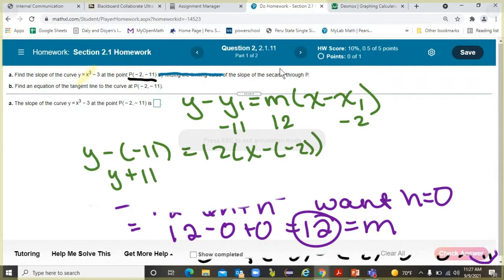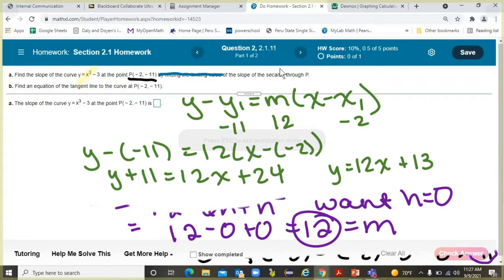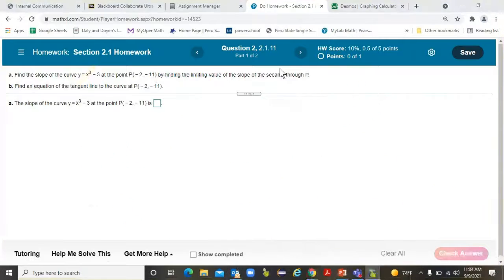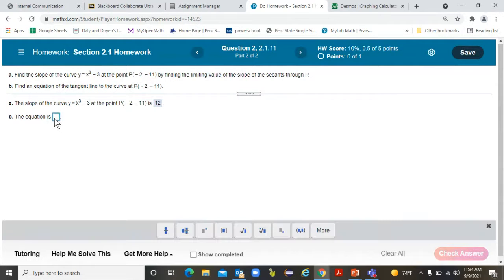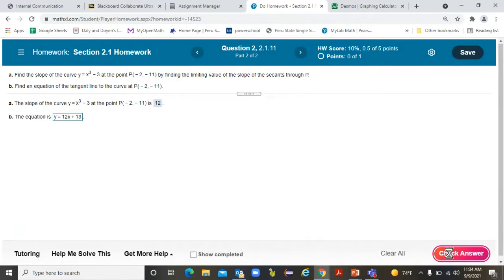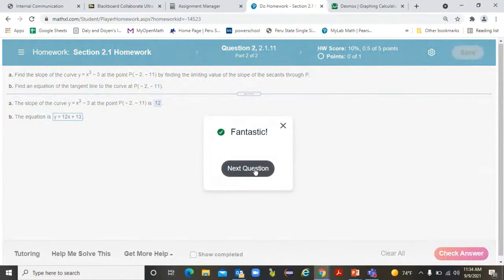So that's y plus 11 equals 12x. Notice that's a plus 2. So when you distribute the 12, it ends up being a plus 24. And we'll just subtract the 11. And 24 minus 11 is 13. So there is the equation of our line. So 12x plus 13. So now we can just put this in. This was 12. And this was y equals, don't forget the y, 12x plus 13. I think it was 13. Yay.